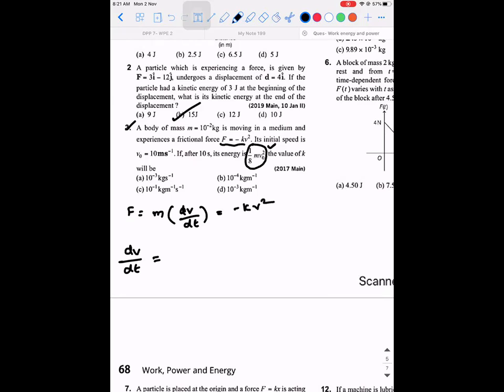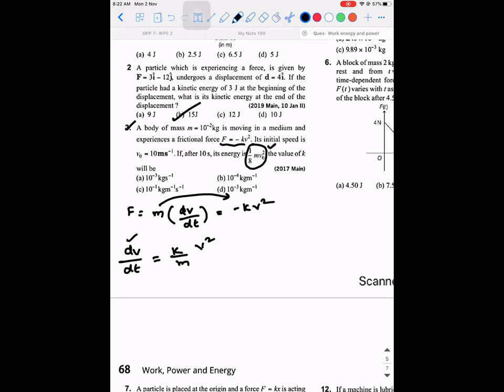dV by dt, how much is it, Harish? Just rearrange the equation. m will go to the other side, so it will be k by m into v square. That is acceleration. Now what have you done? You have written acceleration itself as a function of velocity.